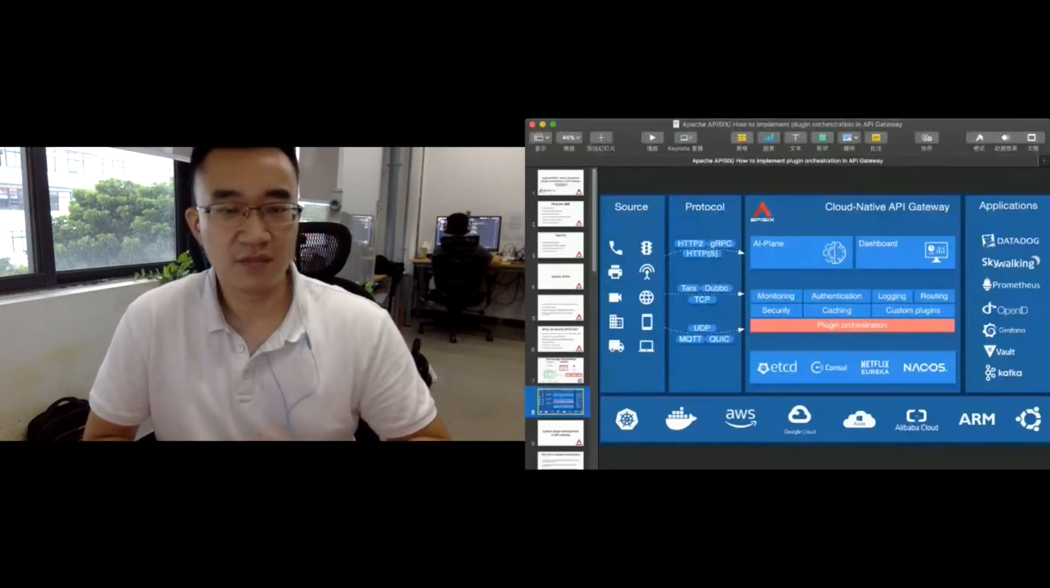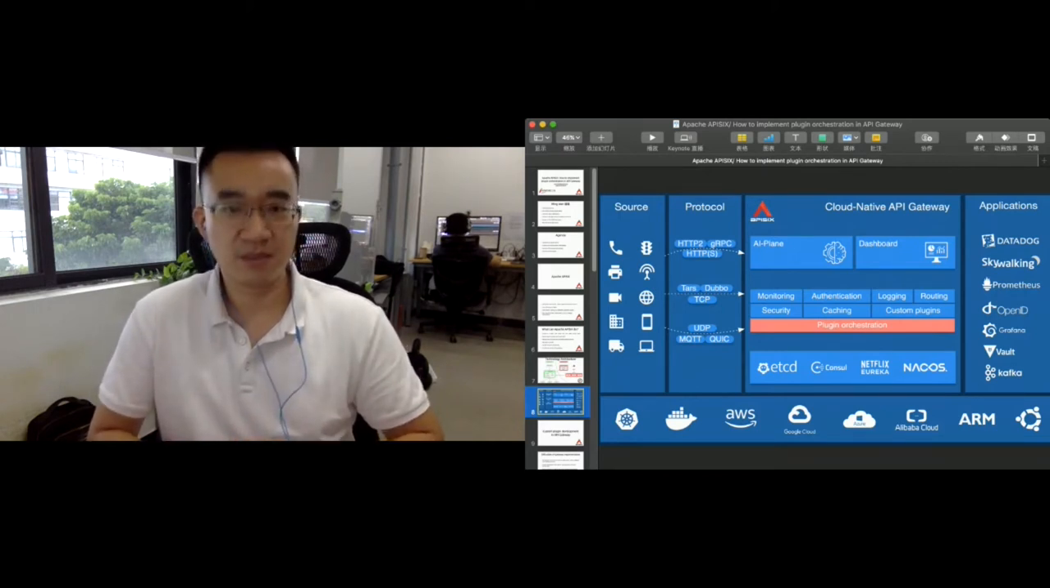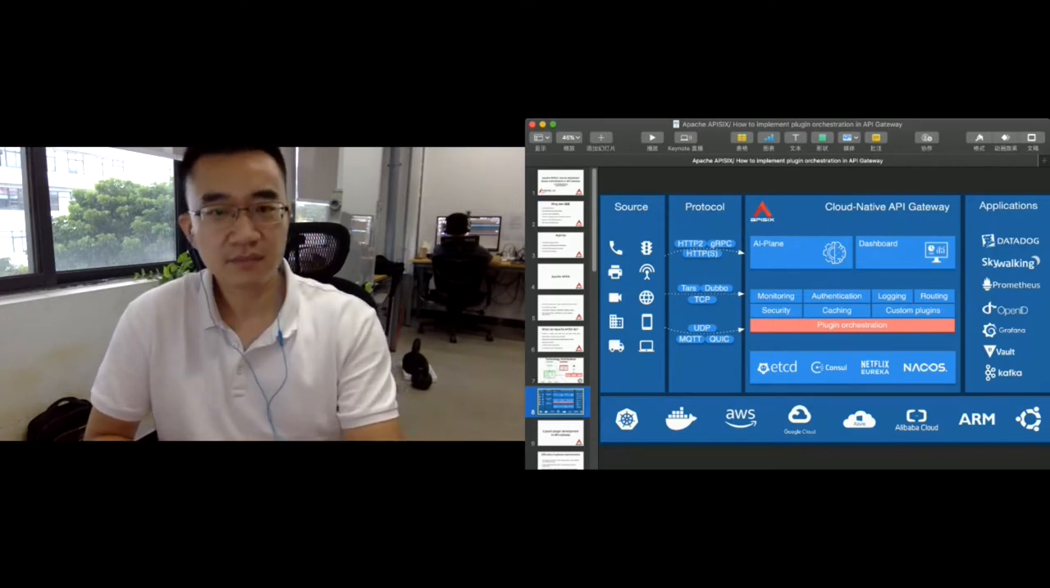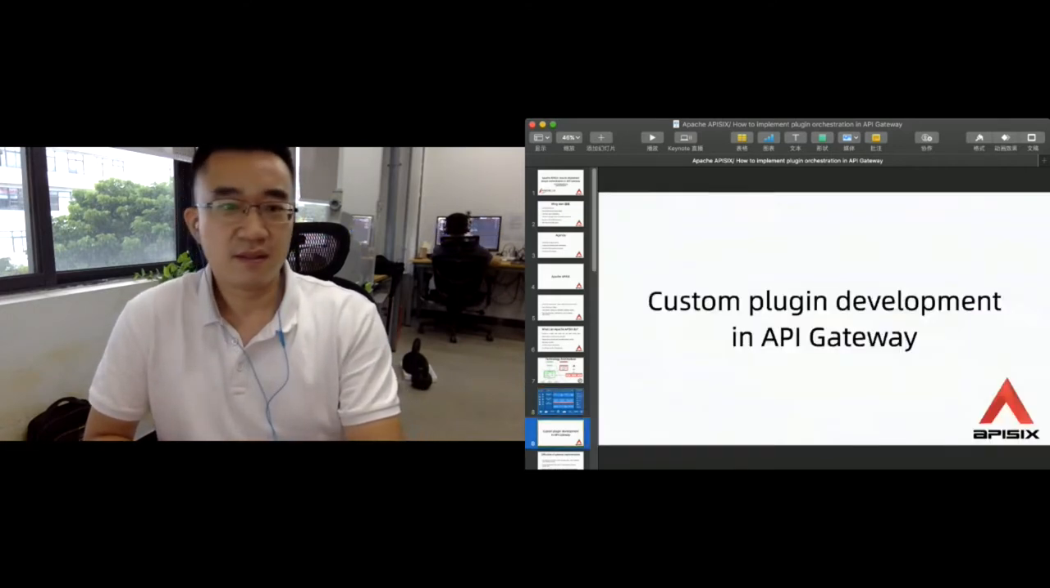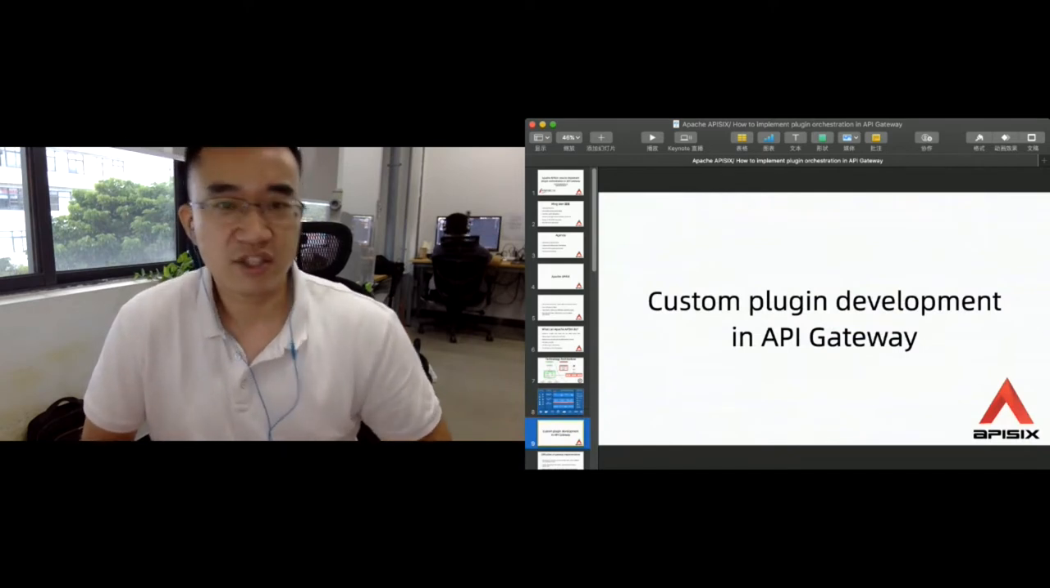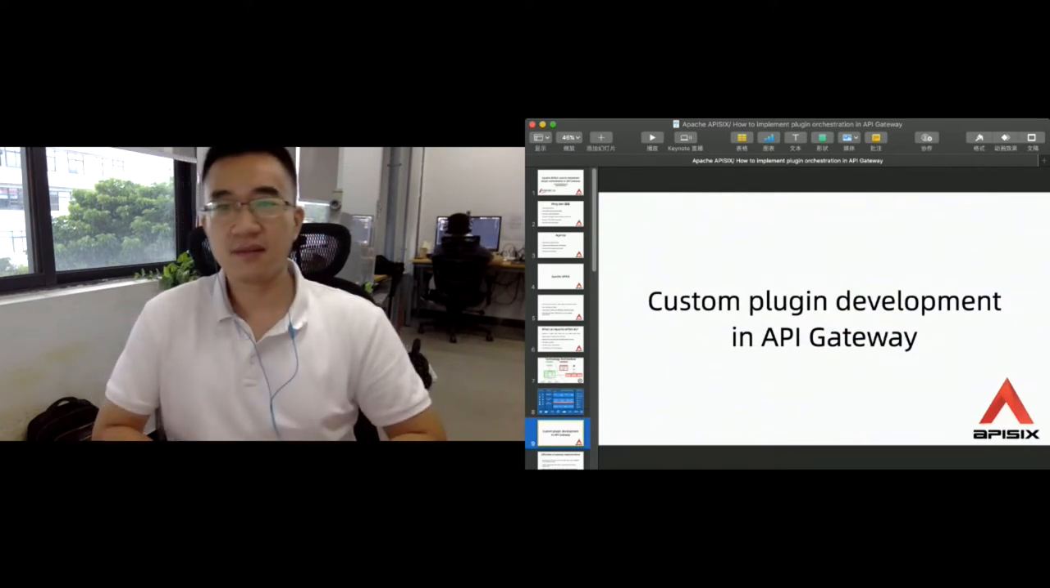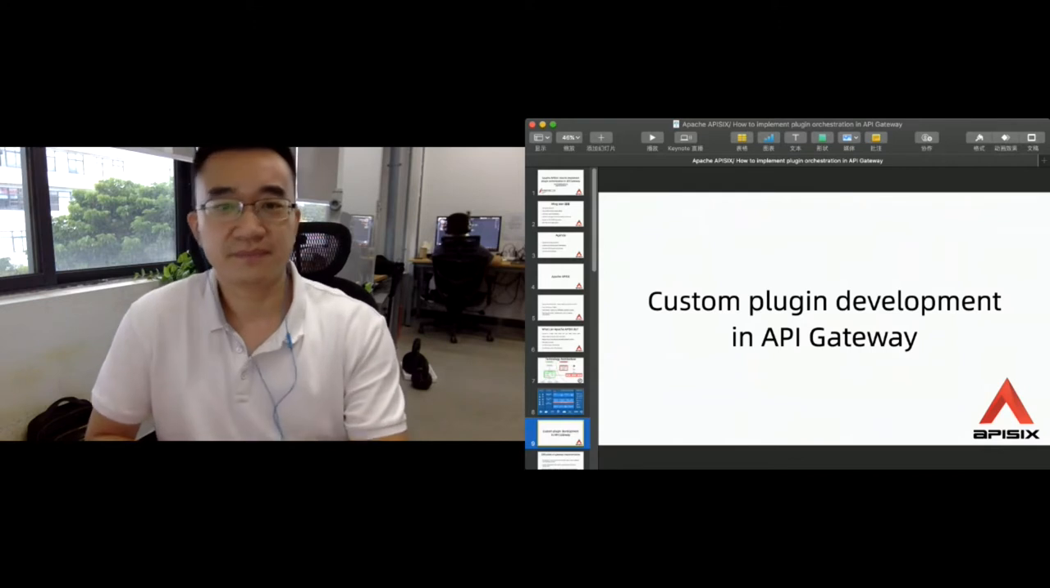At the bottom of the picture, APISIX not only supports running on bare metal, but also on services in various public clouds. For example, Google and AWS. We also support running on the ARM platform. Okay. Part one is a brief introduction to APISIX. And then in part two, I will introduce the development of custom plugins in API Gateway.